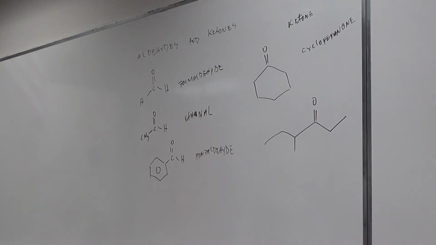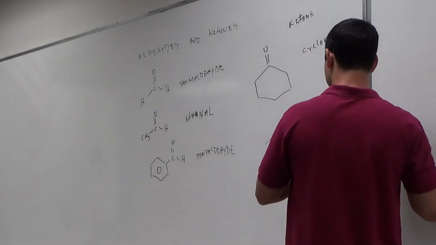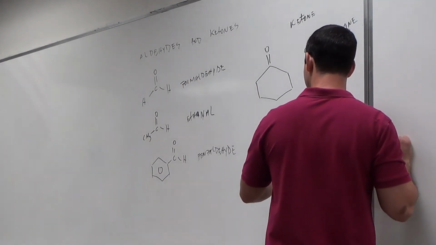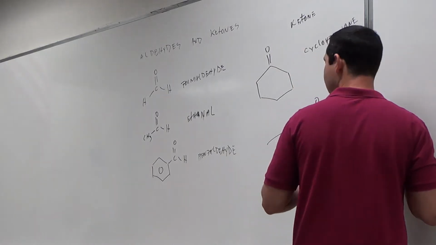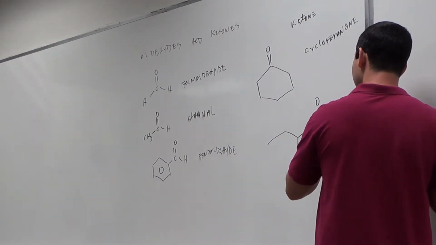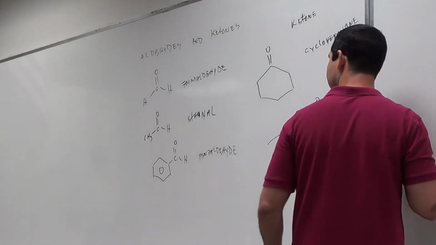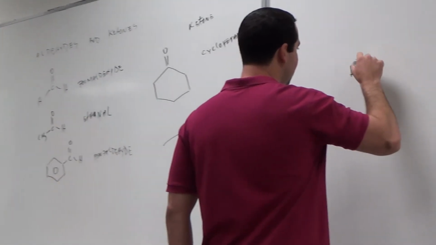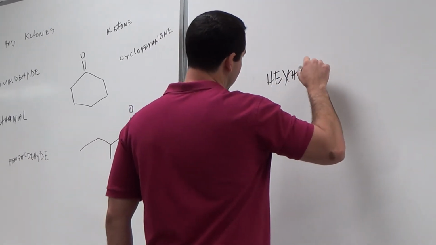So what's this? Count the longest chain, yes? 1, 2, 3, 4, 5. That is a chain, but it's not the longest. 1, 2, 3, 4, 5, 6. So this is the parent name, hexanone.